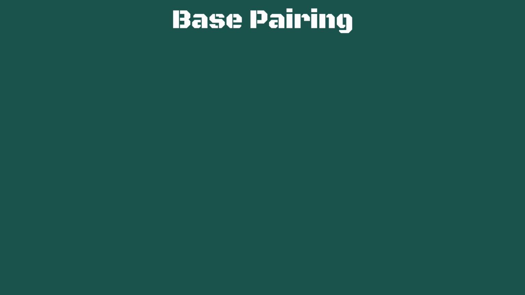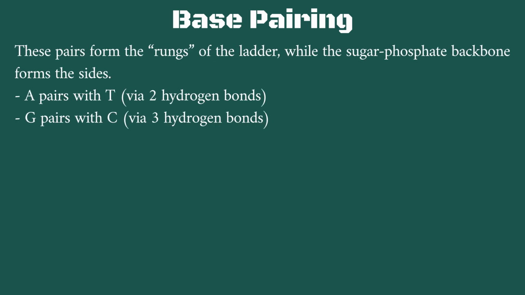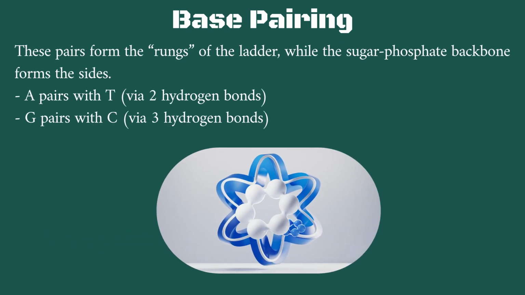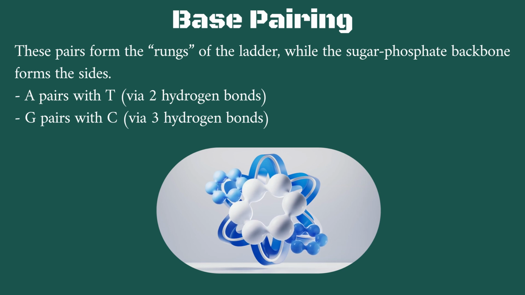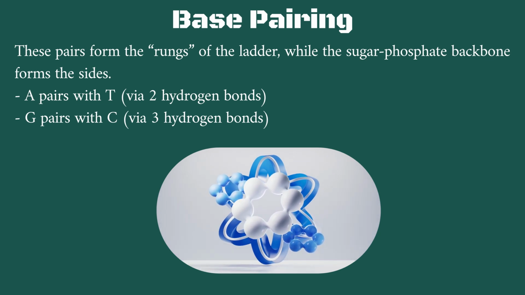Base pairing: A pairs with T via two hydrogen bonds, G pairs with C via three hydrogen bonds. These pairs form the rungs of the ladder, while the sugar-phosphate backbone forms the sides.